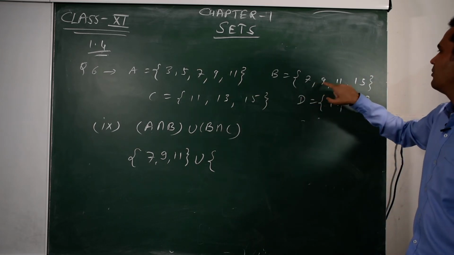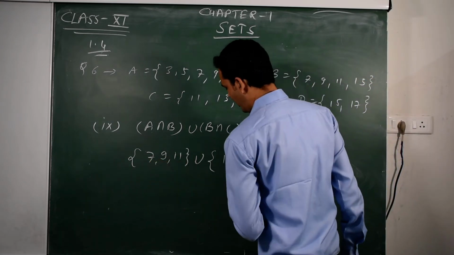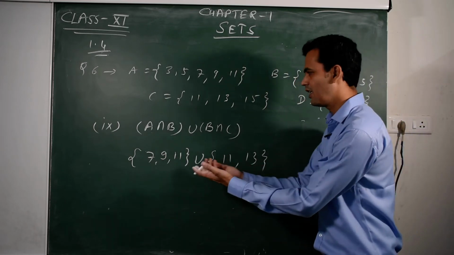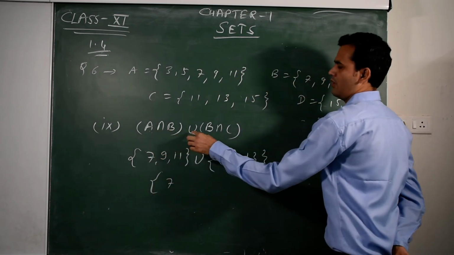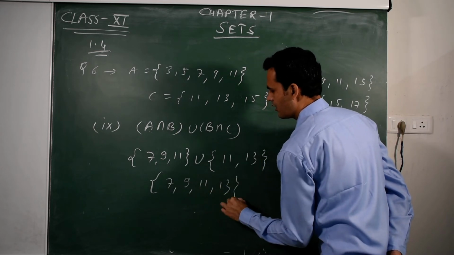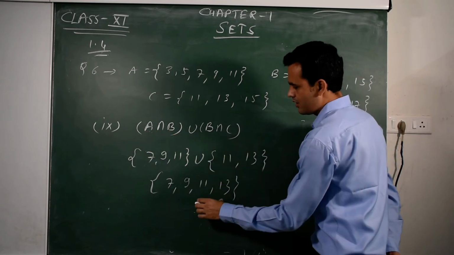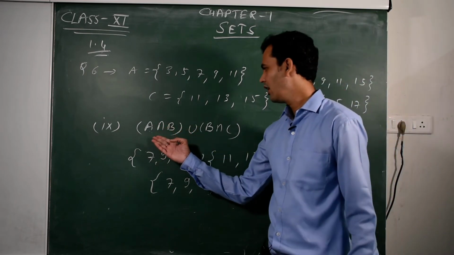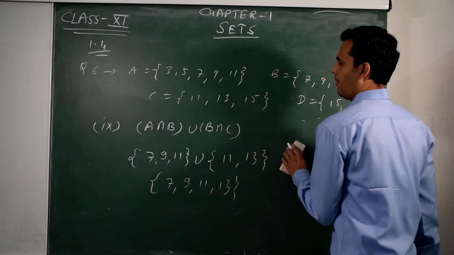B and C. Common elements of B and C are 11 and 13, and union of these two means all elements of this set plus all elements of this set, and common elements only once. So this A intersection B union B intersection C is the set 7, 9, 11 and 13, because 7, 9, 11 are the elements of this, 11 and 13 are elements of this set, and 11 is common, so we write it one time. This is called A intersection B union B intersection C. Now next, question number 9.